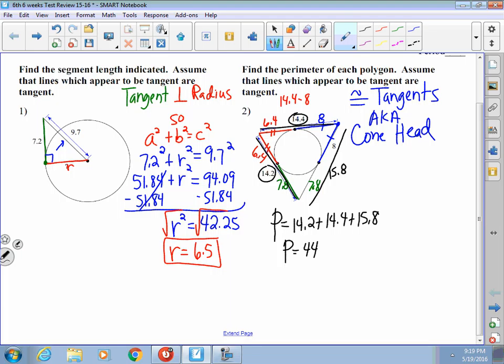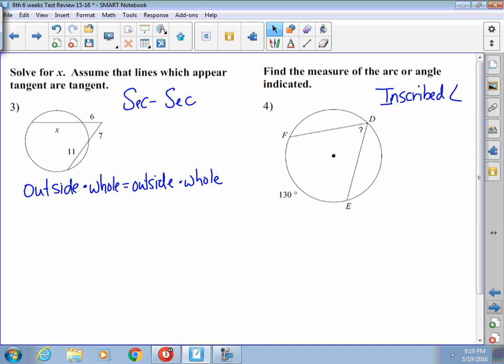All right, so our first page here is basically dealing with segment relationships, understanding tangents, also understanding secants. What I've put next to each problem is the key relationship, or what you need to recognize and the rule that goes with it. On 3 and 4, 3 we have a secant. A secant is a line segment that comes from the external, from the outside of a circle, and goes through the inner circle at 2 points. Okay, 2 points right there.